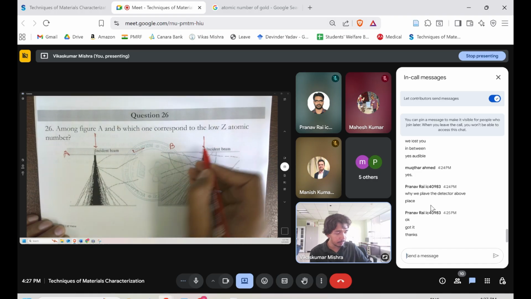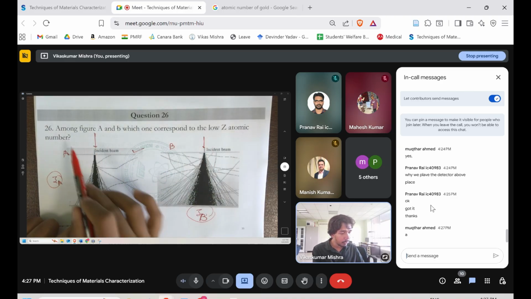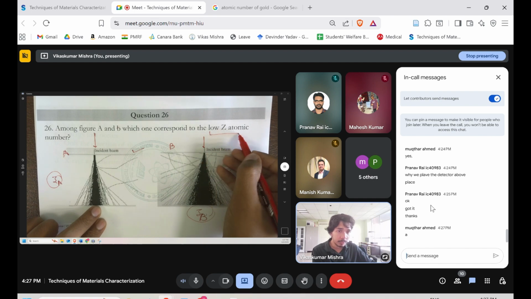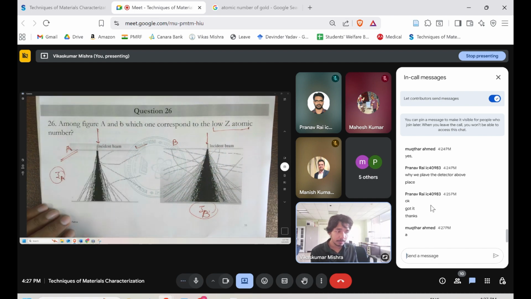In both the cases, everything is the same. The thing is that their atomic numbers we don't know: Z1, Z2, or you can say ZA, ZB. So among them, which one is having the low Z atomic number? Ahmad, very good. The option A is the right answer. Low Z.